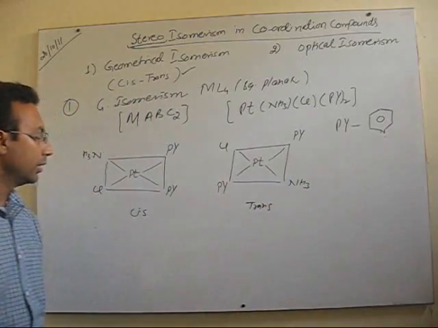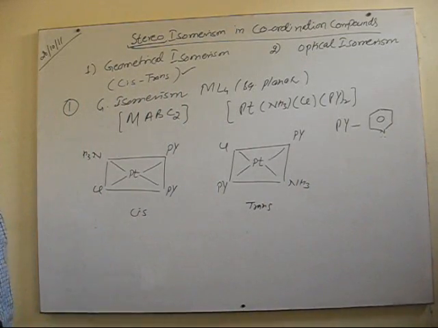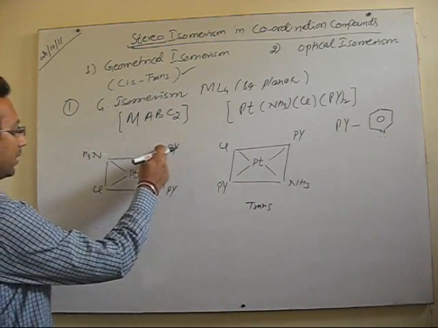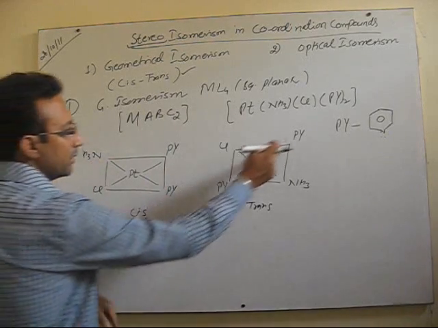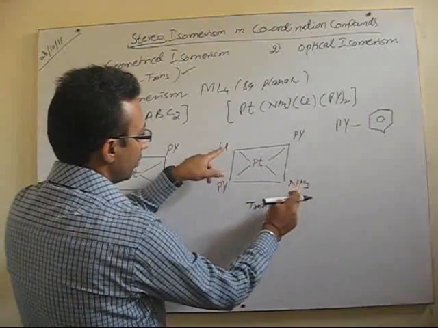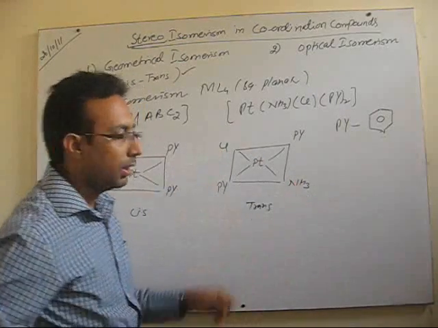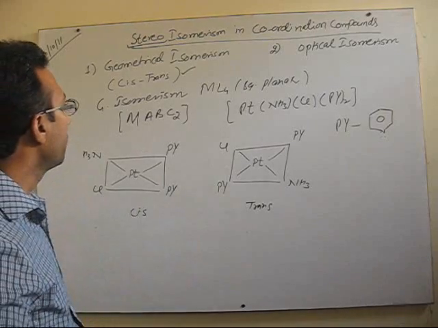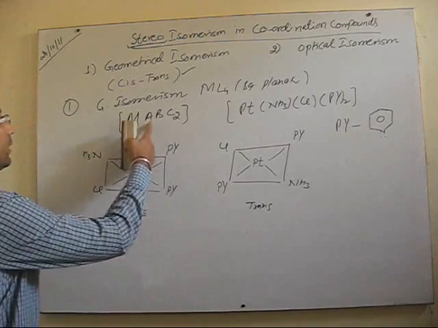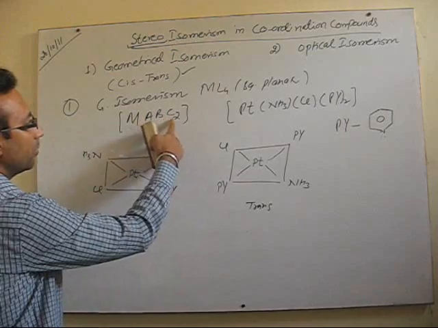Fine. So as a result, you can see changes in the environment. Here pyridine is in the environment of pyridine and ammonia. But here the same pyridine is in the environment of chlorine and ammonia, right? So in this way geometrical isomerism is created. So this is the second example, that is MABC2. All of them are monodentate.